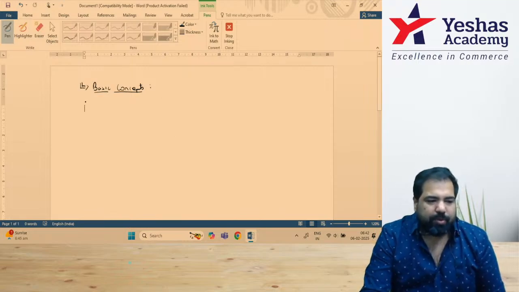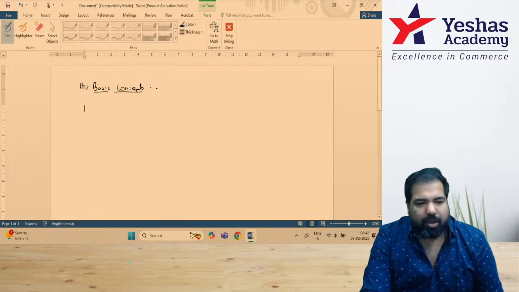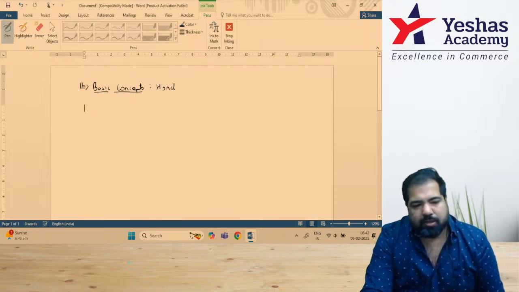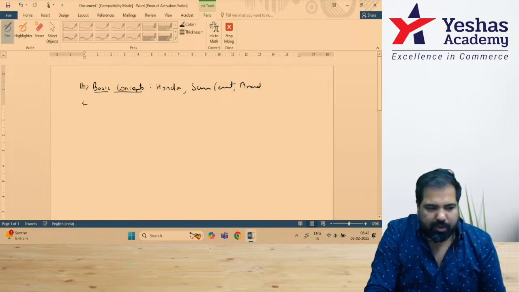This was basic concepts. We had done 3 case laws here. If you remember, guys, here there was a company called Honda Seal. Then there was a company called Saurashtra Cement. Then there was another company called Anand Mahle Filter System. So these were some concepts that we had done here.